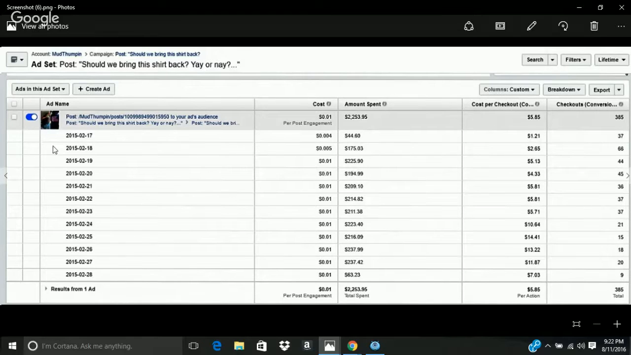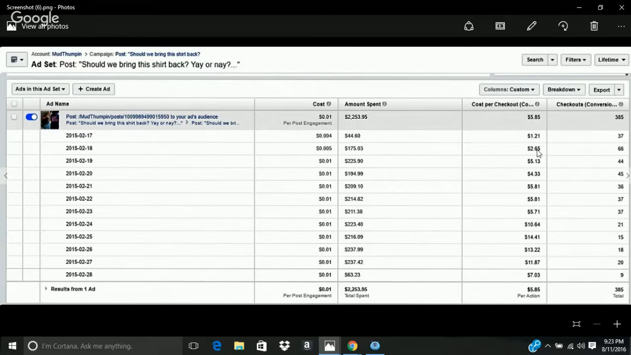So this is each individual day. Right here is when it started, and here's when it ended. You can see the cost per engagement was expensive, and then it went down to a penny from then on. So that means a penny per engagement. Every time somebody liked, shared, or commented on that ad, we got charged a penny. And here is the cost per sale that the ad's generating. So this first day, we had 37 sales, spent $44 at $1.21 per sale. That is extremely cheap.